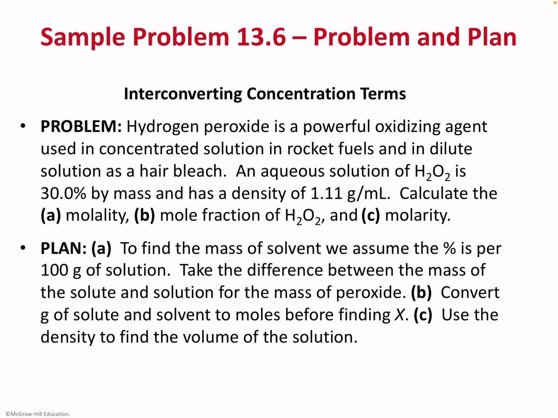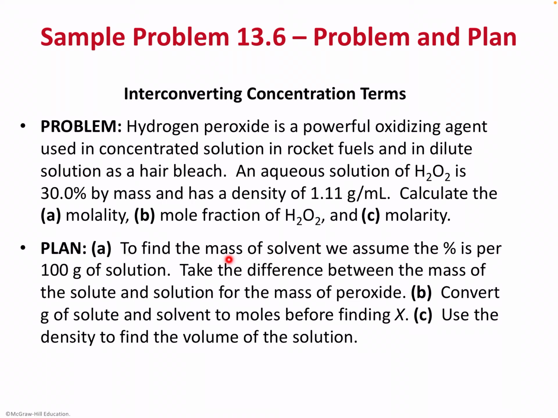Okay, let's look at this example. Hydrogen peroxide is a powerful oxidizing agent used in concentrated solution in rocket fuels, and in dilute solution as a hair bleach. An aqueous solution of hydrogen peroxide is 30% by mass and has a density of 1.11 grams per milliliter. Calculate the molality, mole fraction of hydrogen peroxide, and molarity. Remember, the molality is the number of moles over the mass of the solvent.